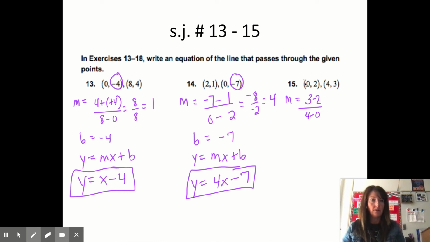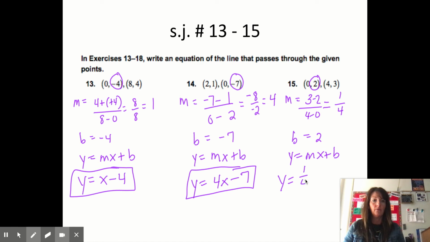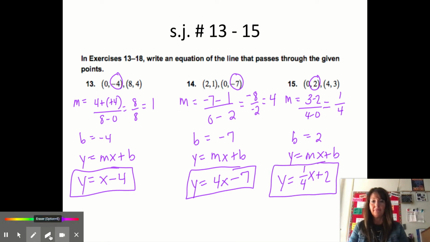So we have 3 minus 2 is our change in y, and 4 minus 0. So we have a slope of a positive 1/4. The y-intercept is a positive 2 right there. So we can write the equation 1/4 of x plus 2. Okay.